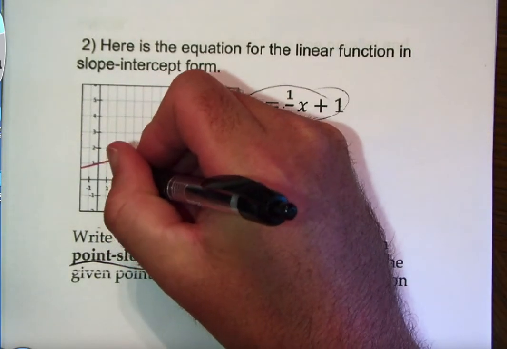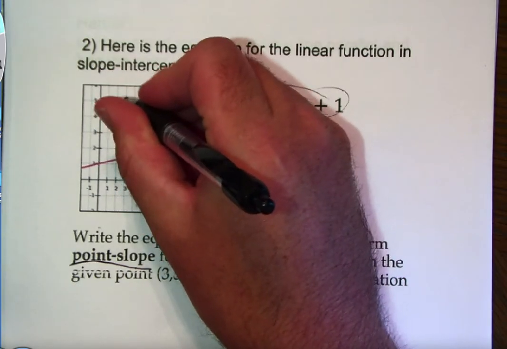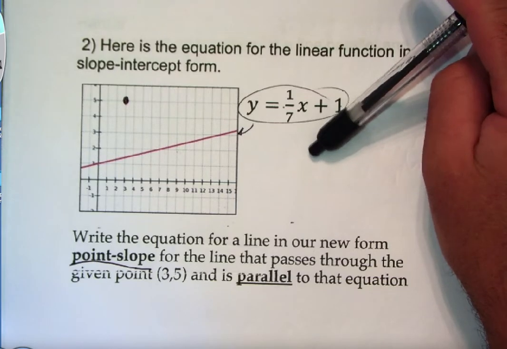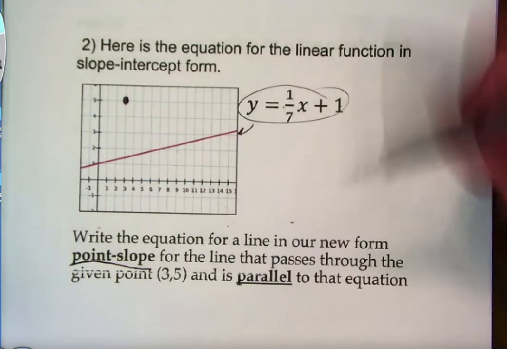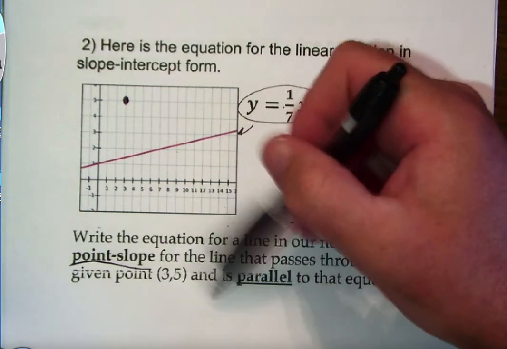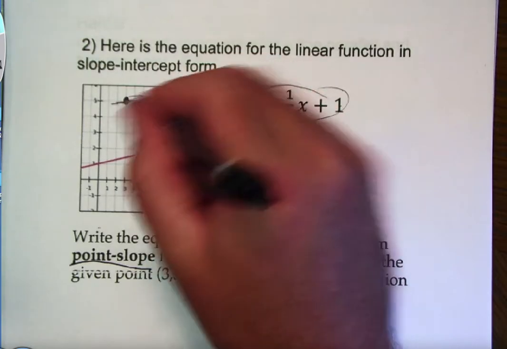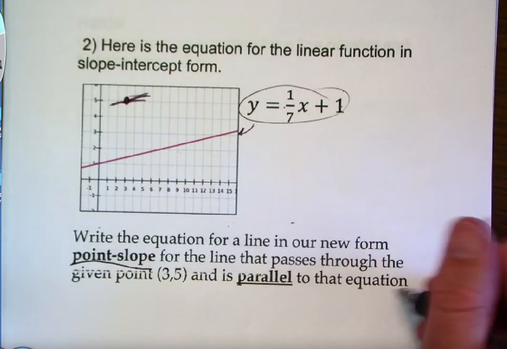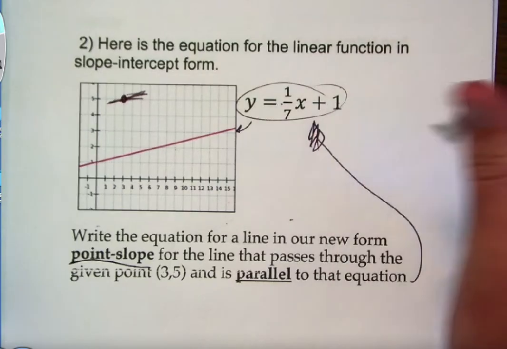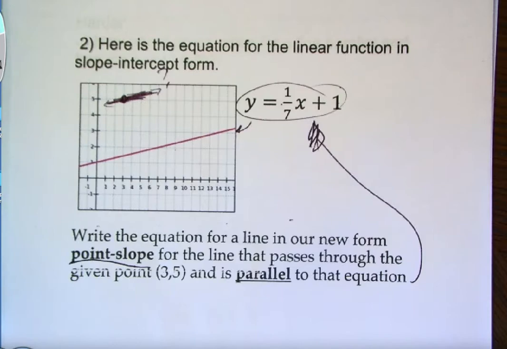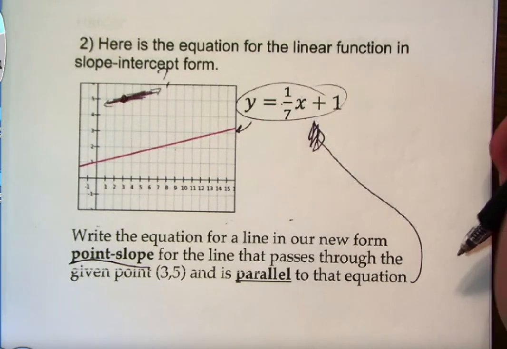So I want you to mark off 3,5. So we get this new line that goes through the point 3,5. It's parallel to this equation. So just to visualize, sketch it in. What would the equation for this line be in point slope? But it also has to be parallel to that.